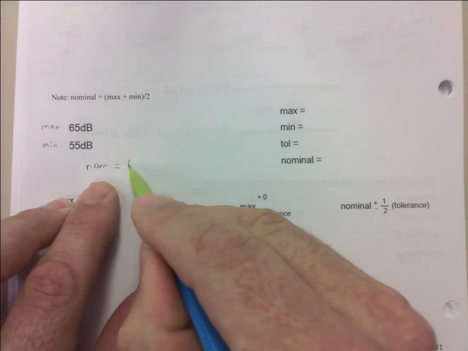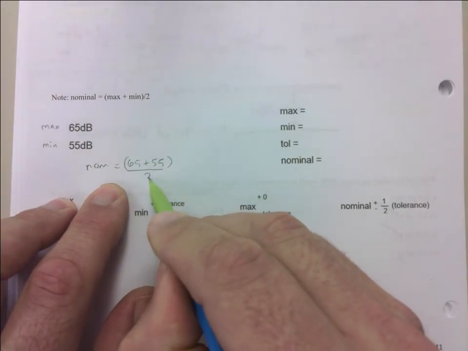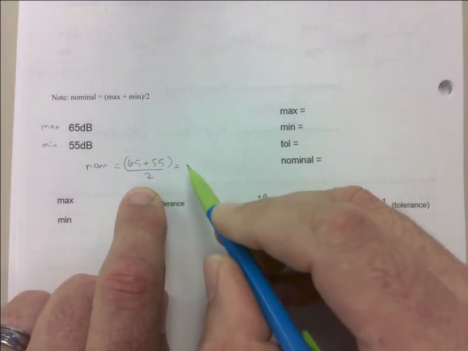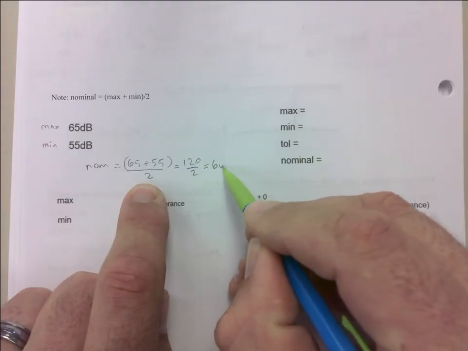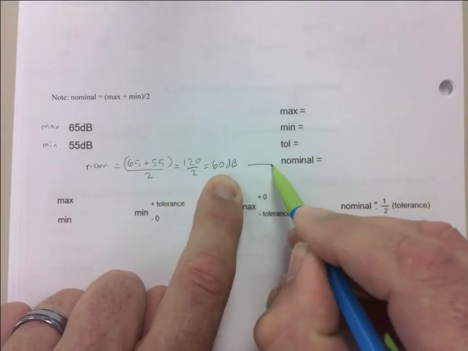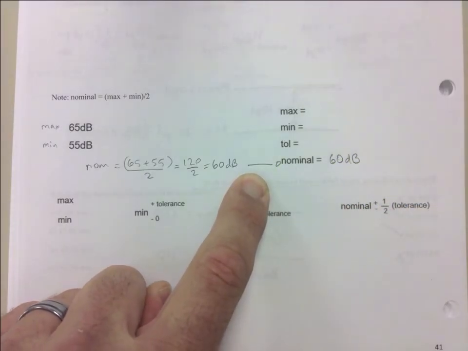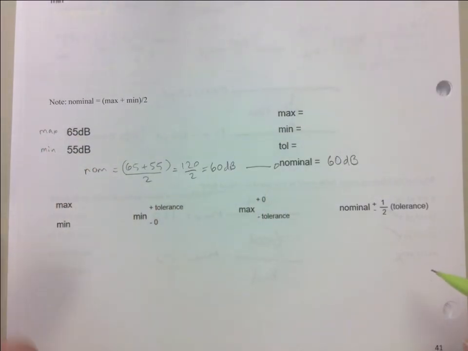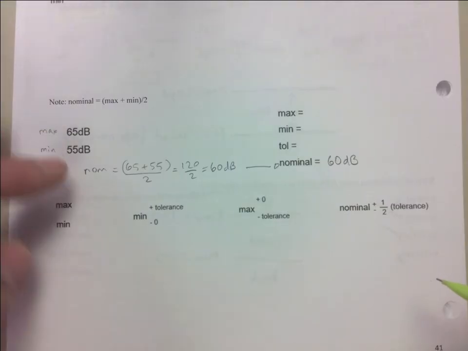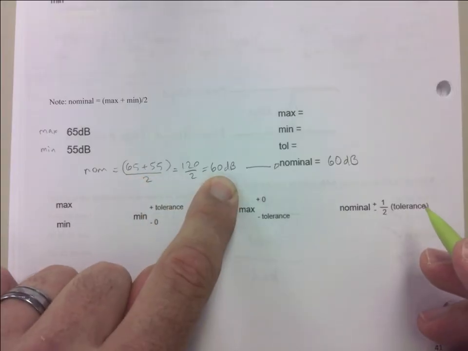So you got to go 65 plus 55, divide that by 2. Make sure you add before you divide. And so that's 120 divided by 2, so that's 60 decibels. That is what goes under the nominal. So you had to calculate it. You couldn't just get it from here. They will sometimes say that it is halfway between. That's exactly what they mean. They want you to do this calculation.